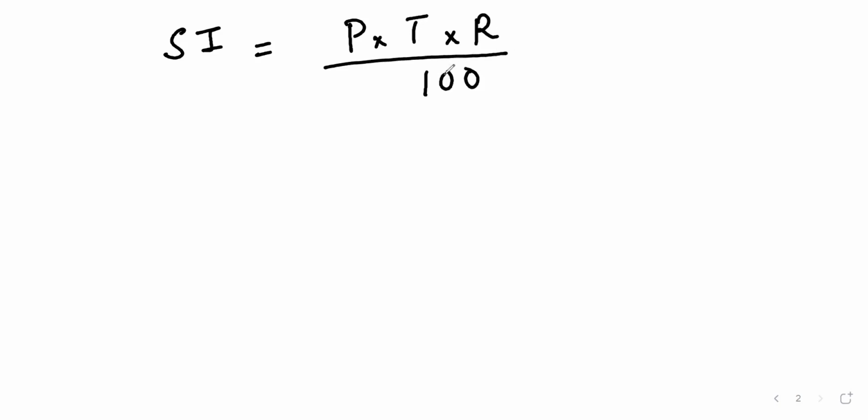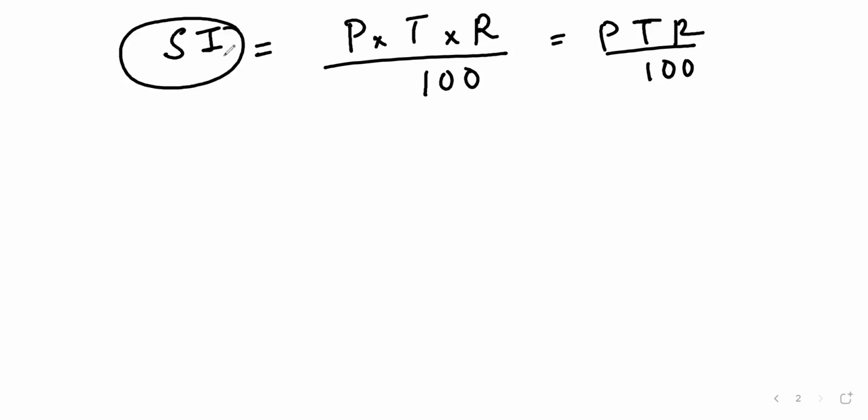You can abbreviate it as SI. So SI is equal to P into T into R over 100. Sometimes this into is dropped and we write PTR by 100. It means P into T into R. When I don't mention the operation, it means multiplication: P multiplied by T multiplied by R by 100. This is simple interest.